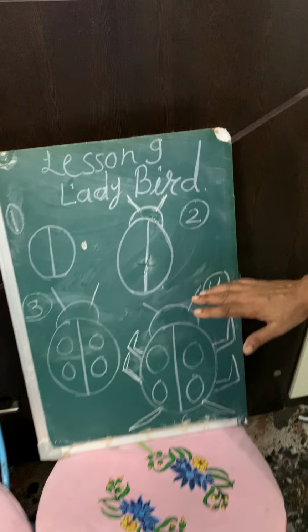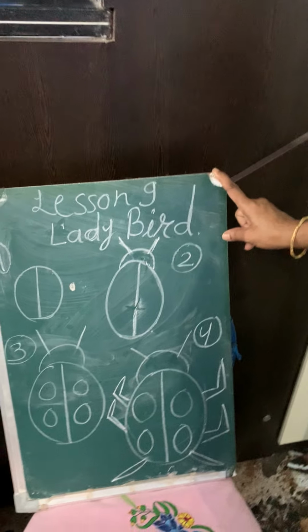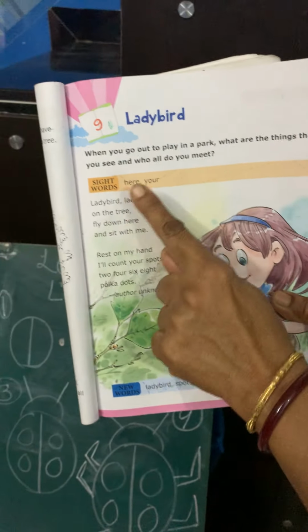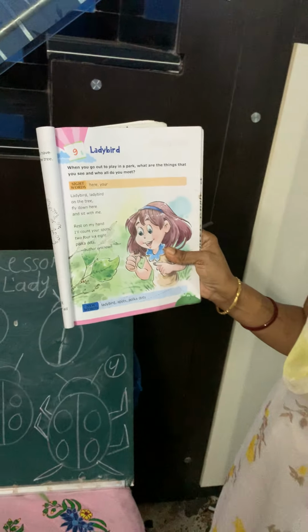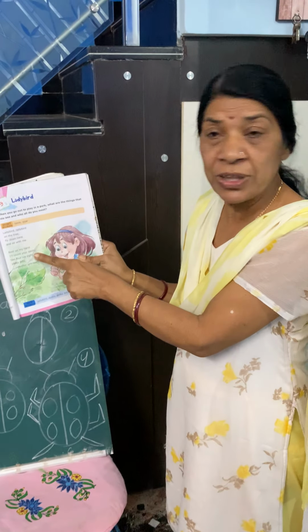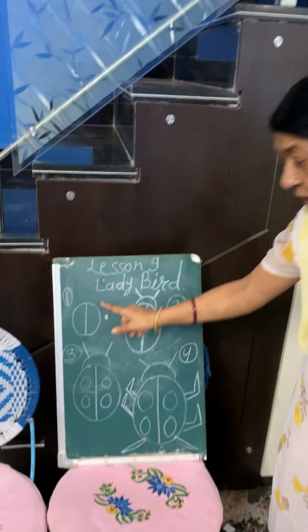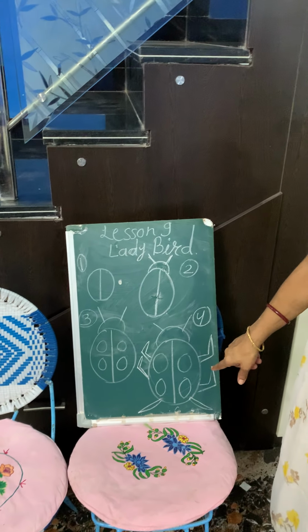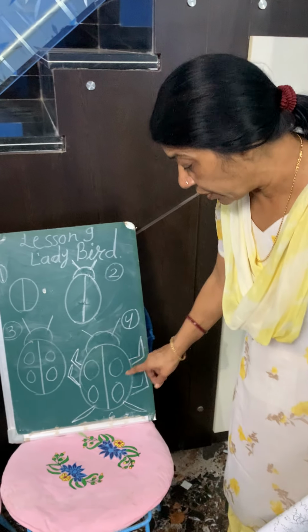So like this you have to draw the picture of the ladybird in your English copy and write the poem in your English copy. I again repeat the homework. What is the homework, beta? To write the poem in your English copy, and you have to draw the picture of the ladybird in your English copy with good handwriting, and if you want you can color it.